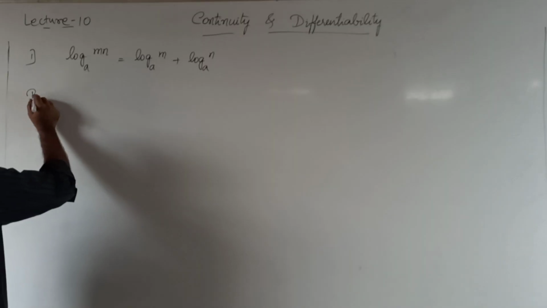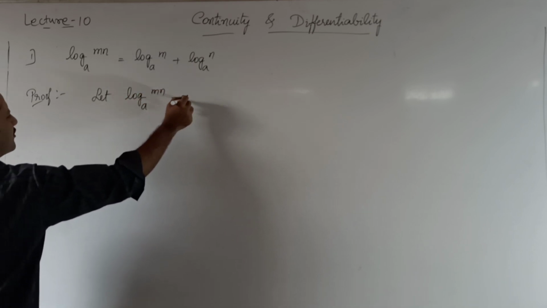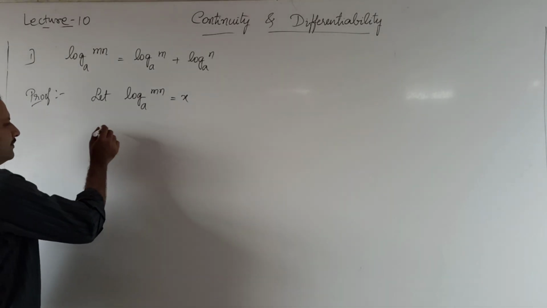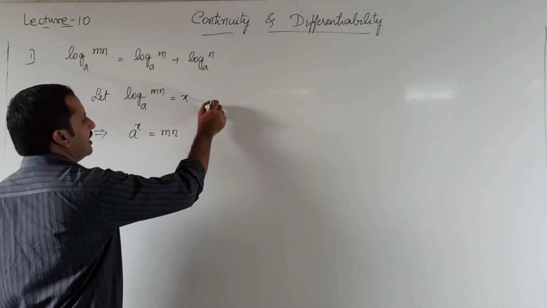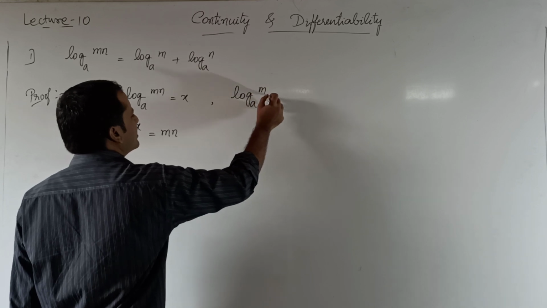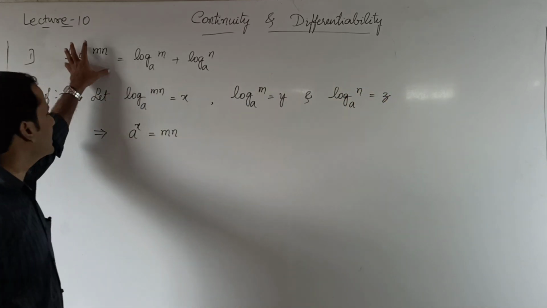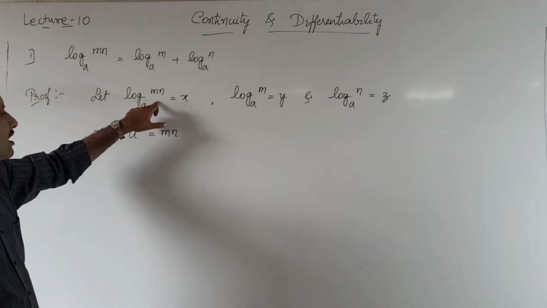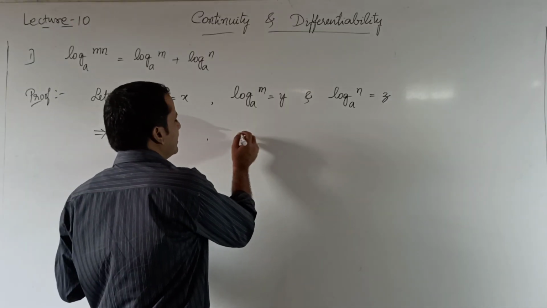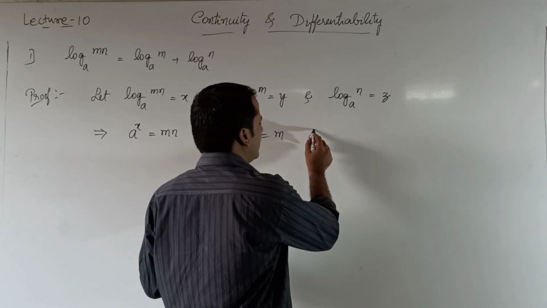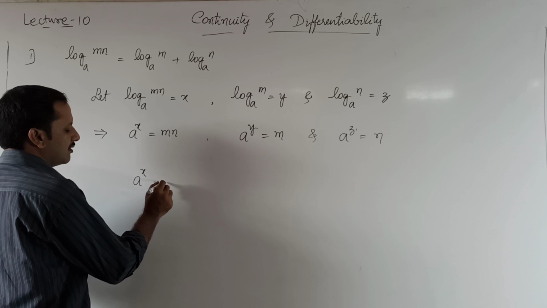Okay, I'll prove this. Let log mn to the base a be equal to x. This will imply that a power x is equal to m into n. Meanwhile, I take log m to the base a as y and log n to the base a as z. So by definition, log mn to the base a is equal to x implies that a power x is equal to mn. Log m to the base a is equal to y implies that a power y is equal to m, and from this we can write a power z is equal to n.